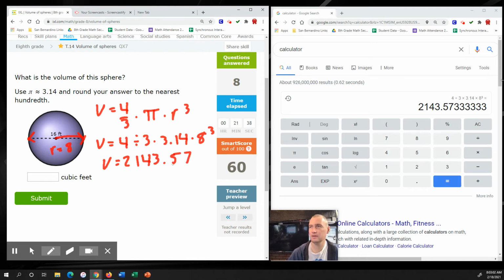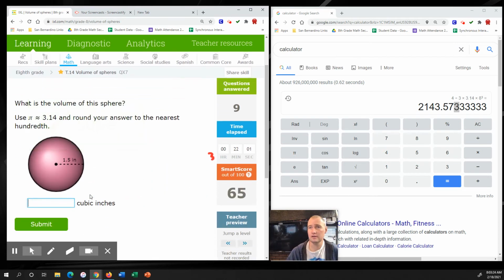Now, do we have to round the 7? The answer is no, because the thousandths place of a 3 is smaller than a 5. So the 7 stays. All right. 2,143.57. If you want to use the mathematical term, you can say 2,143 and 57. And hit it, 65.